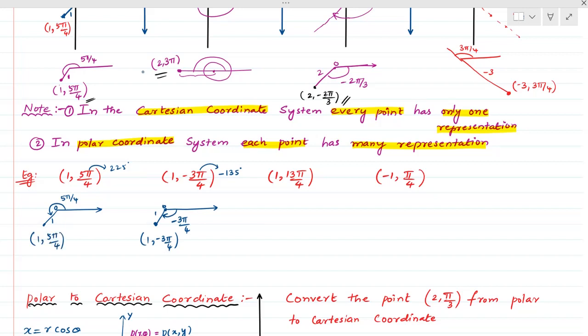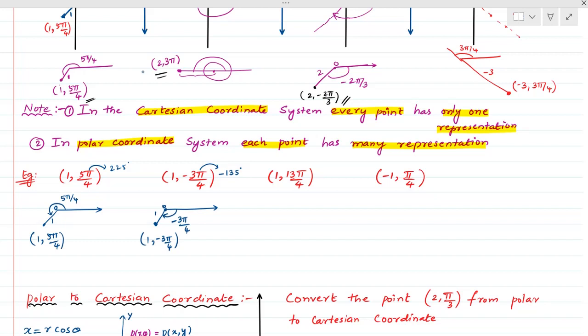If you see, the point is going to be the same, but the representation is different in the polar form. So that's why in the polar form each point has many representations, but in the Cartesian form every point has only one representation.